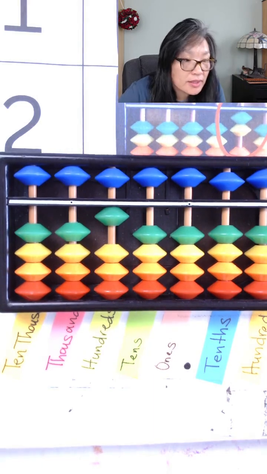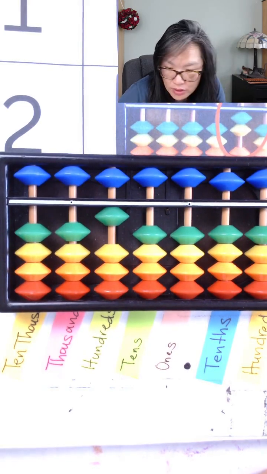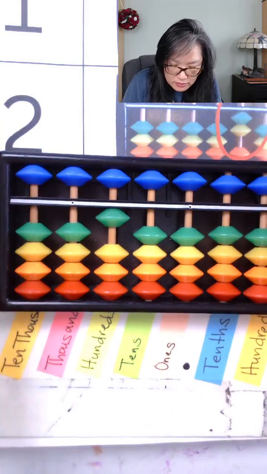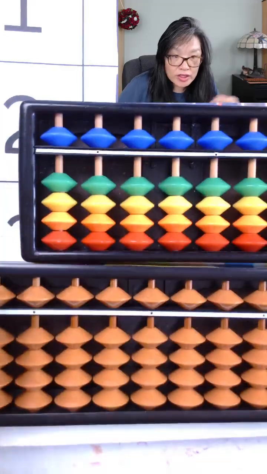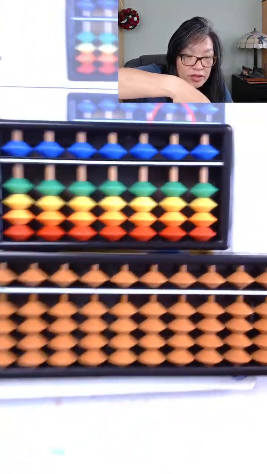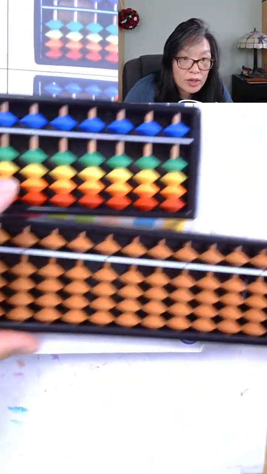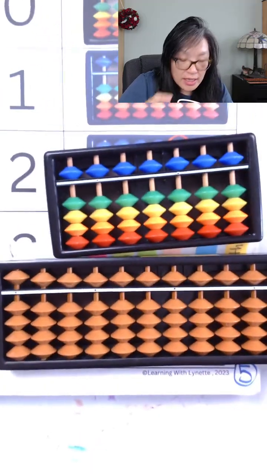Now, the interesting thing is, I've never seen one so small. Oh, no, but you know what? This one is a 7-column abacus. This one is a 13-column abacus. This 13-column abacus just means that you can use more numbers. That's all that means, and it works exactly the same.